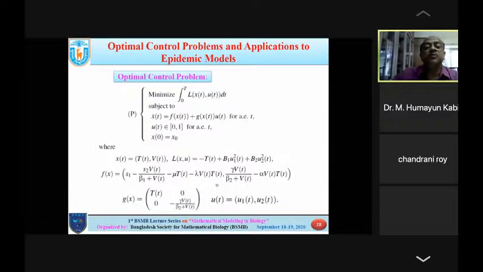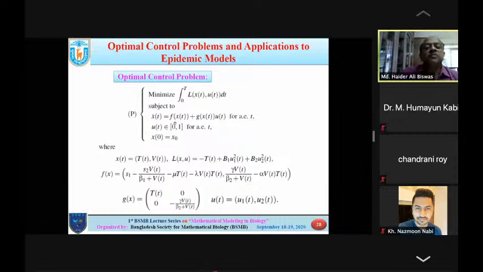And this problem looks like our optimal control problem. You can see our optimal control problem looks like this one, and all the dynamics are described here. You can very easily formulate this optimal control problem. This type of problem is a Lagrange type optimal control, because our objective function is of integral type, and all other things are similar to what I discussed before.